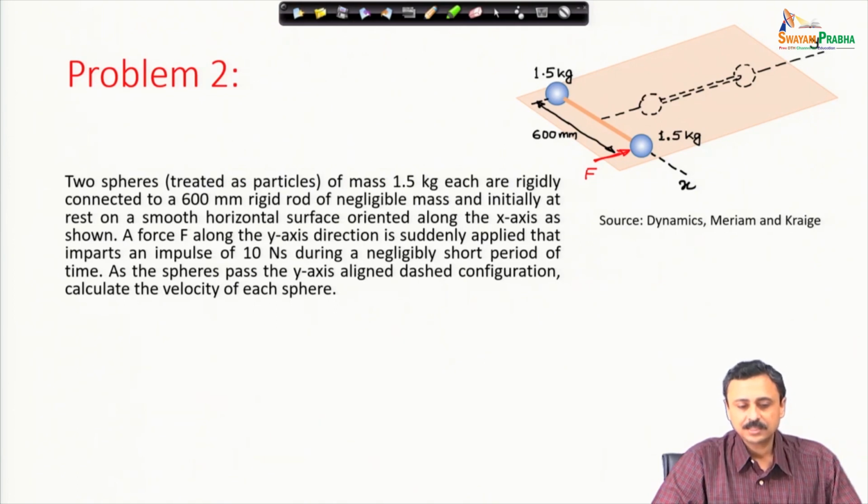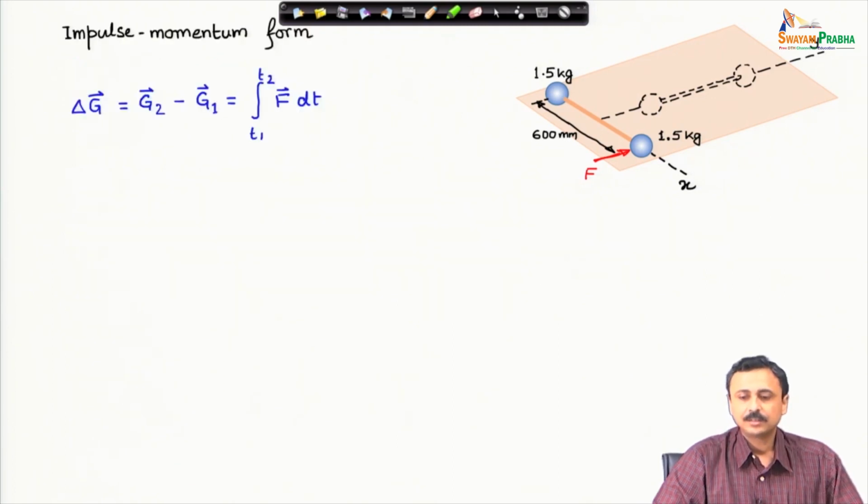As the spheres pass the y axis aligned dashed configuration, so you can see the dashed configuration, it is aligned with the y axis. So, when the spheres pass this dashed configuration, calculate the velocity of each sphere. Now, here the problem is about the impulse of a force which is applied for a very short time. So, the impulse is given to us. Therefore, we use the impulse momentum relation for the center of mass of the system.